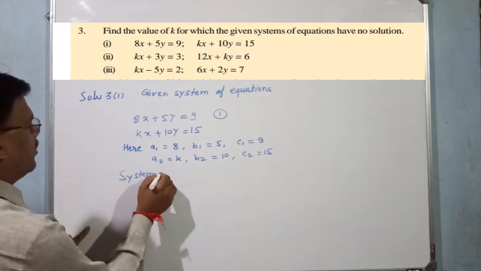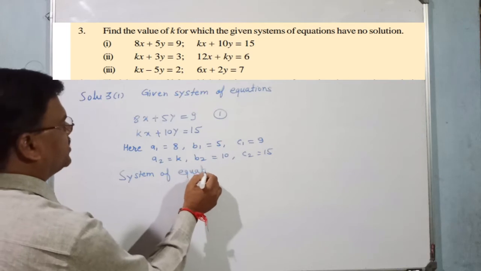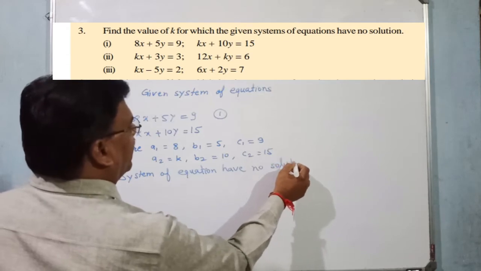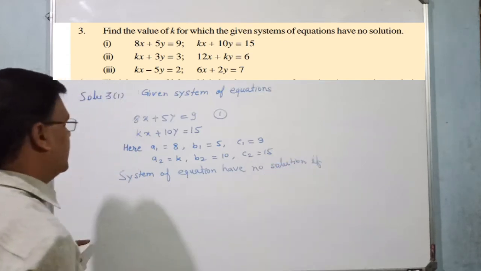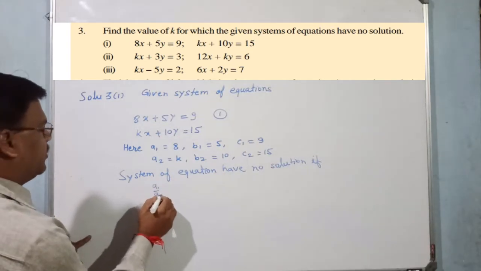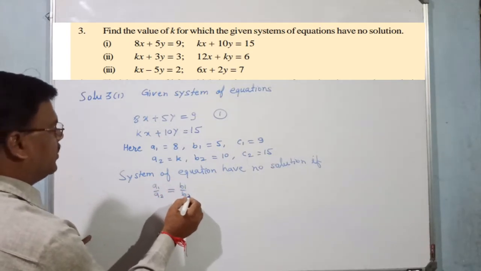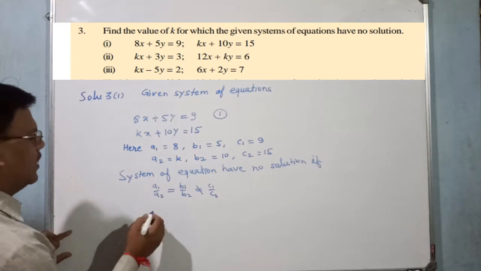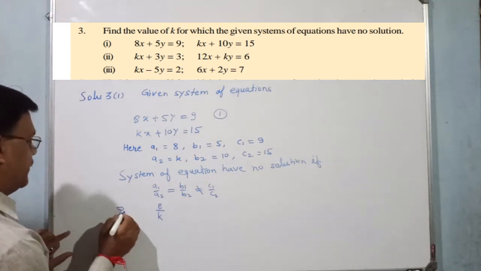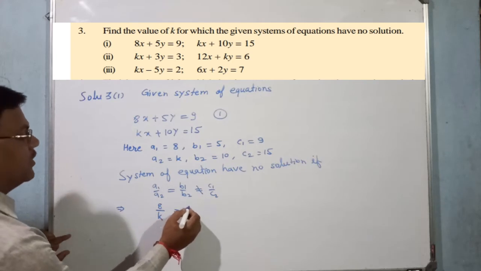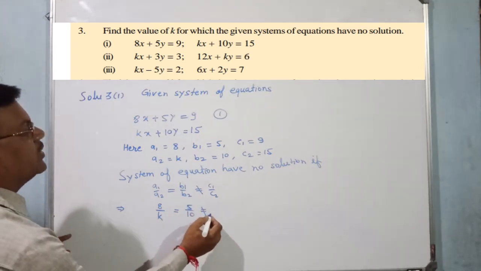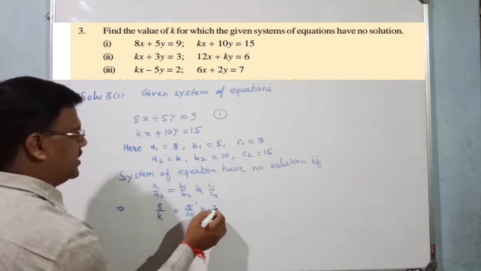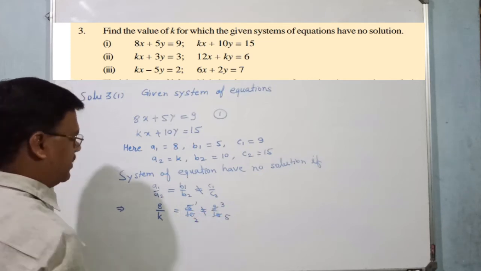System of equations have no solution if a1 by a2 is equal to b1 by b2 does not equal to c1 by c2. 8 upon k is equal to 5 upon 10 does not equal to 9 upon 15. 5 1 is 5, 5 2 is 10. 3 3 is 9, 3 5 is 15.